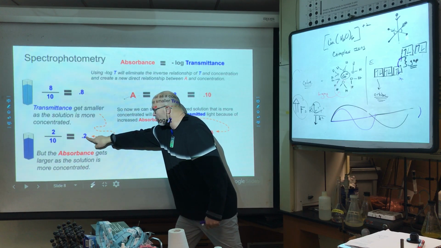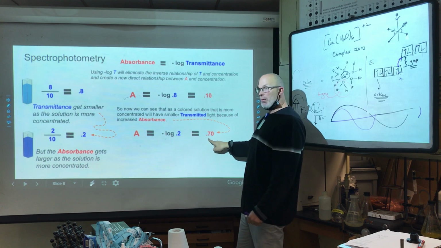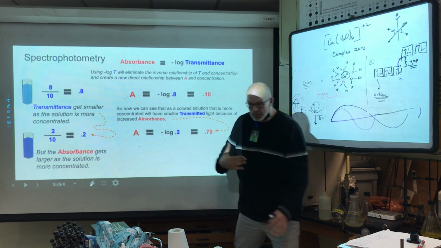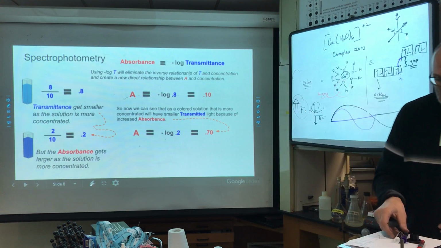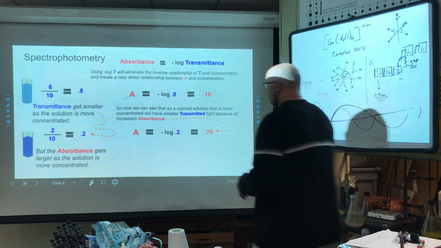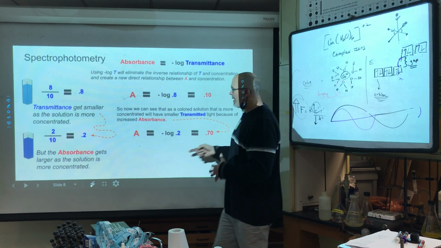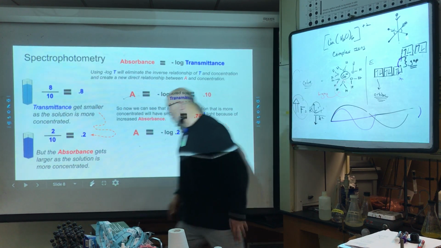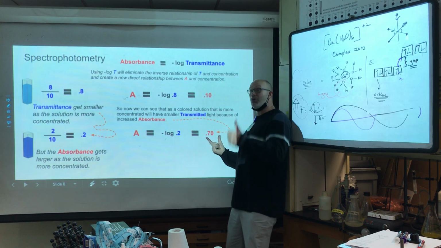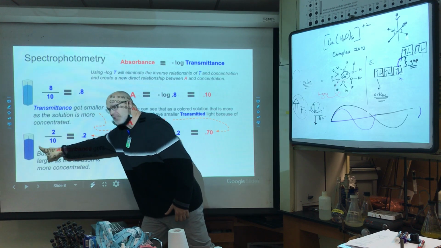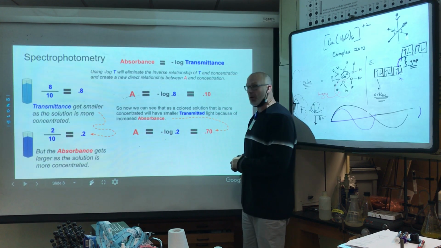Less light getting through, less transmitted. We make that a bigger number by negative logging it. So absorbance is just the negative log of the transmittance to make it a bigger number. Clearly, as this gets more concentrated, the absorbance goes up, the ability of the chemical to absorb more, which means less transmittance, goes up. And that's how that works.